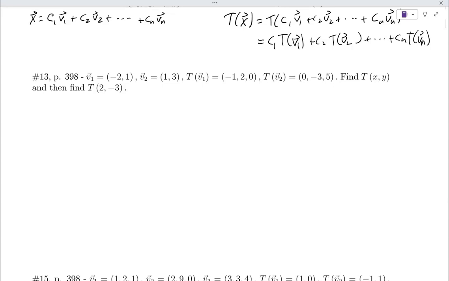We have vectors v1 and v2, (-2, 1) and (1, 3). We know what the transformation does to v1 and v2. It asks us to find a general rule. That's what the T of (x, y) says to start with, is find a general rule, and then find what the output is specifically for T of (-2, 3). Okay. How might we figure out a general rule for this?